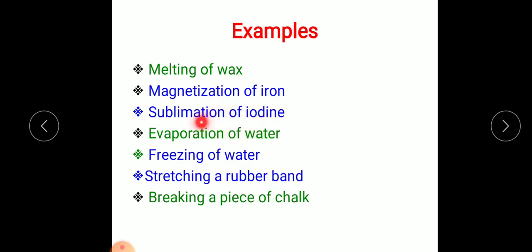Sublimation of iodine. Sublimation means the process in which a solid directly converts into a gaseous form without undergoing a liquid state. So this takes place with iodine. Iodine, if it is heated, directly converts into the gaseous form, and if you collect the gas, it will convert into the solid form. Evaporation of water, freezing of water, stretching a rubber band, breaking a piece of chalk. All these are examples of a physical change.